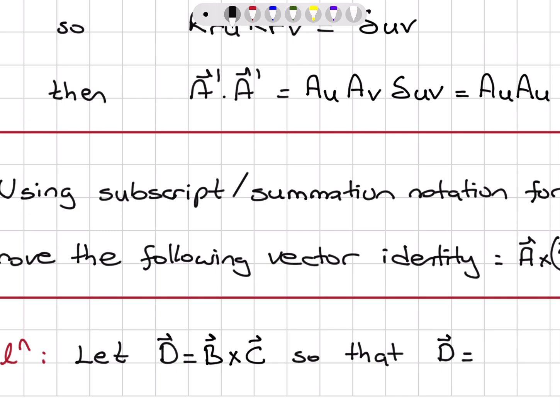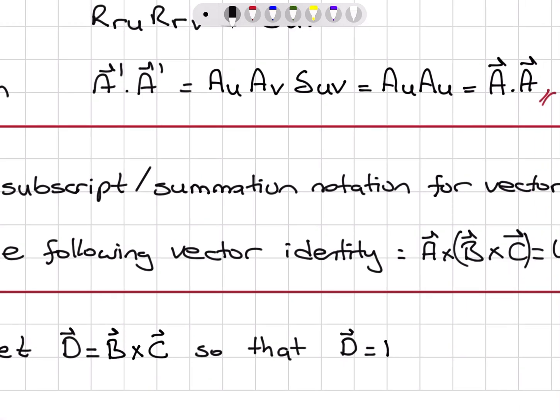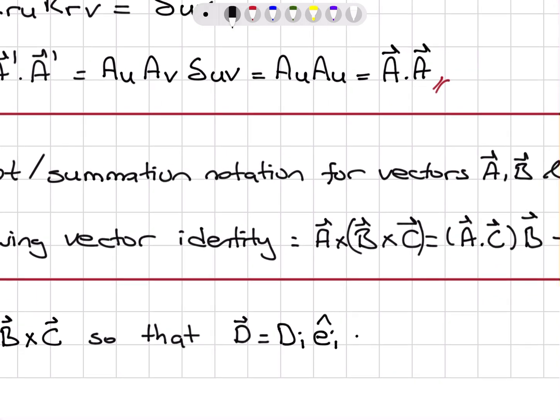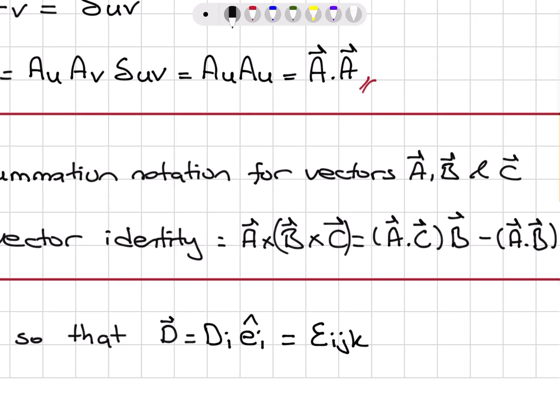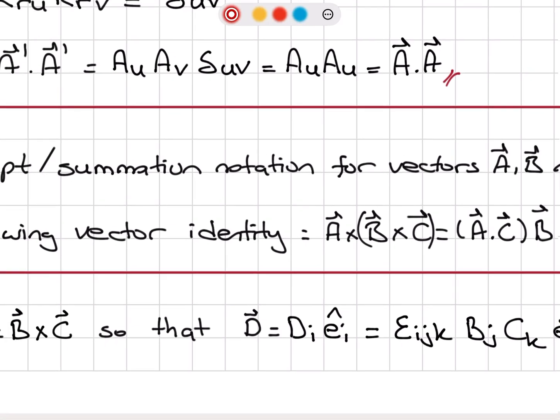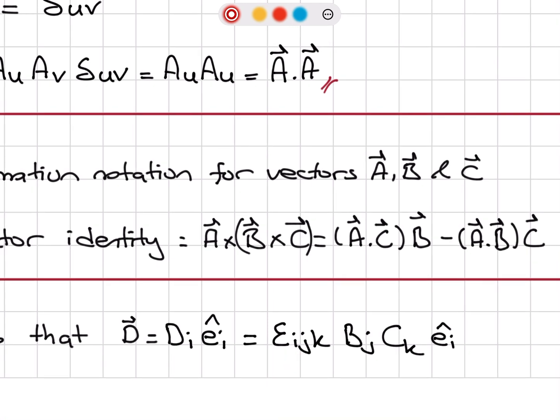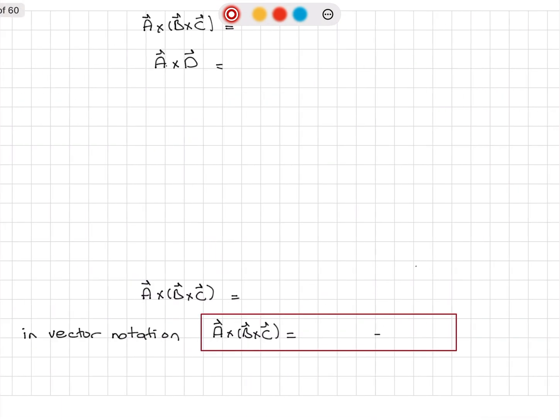Okay, so let's call b cross c the vector d, okay? So that d vector can be written in terms of its components as di ei hat, where this is obtained by the Levi-Civita symbol epsilon ijk bj ck ei hat. So the ith component of b cross c is epsilon ijk bj ck, and for vector d this is in the i hat direction, so it's ei hat.